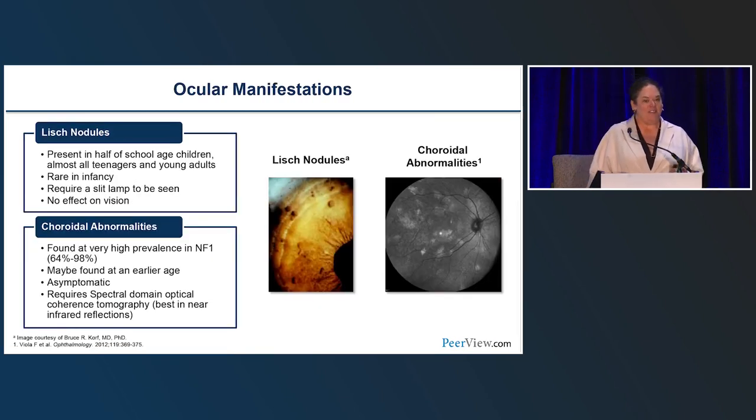The ocular manifestations, these too are asymptomatic, but are very good for helping with diagnosis, even in young children. So Lisch nodules are the ones we all know about, these benign hamartomas seen with slit lamps in the iris of the eye, no effect on vision. And added to the clinical criteria, these choroid abnormalities require some spectral OCT to really be seen, but are actually found in very high prevalence, probably even more than Lisch nodules.